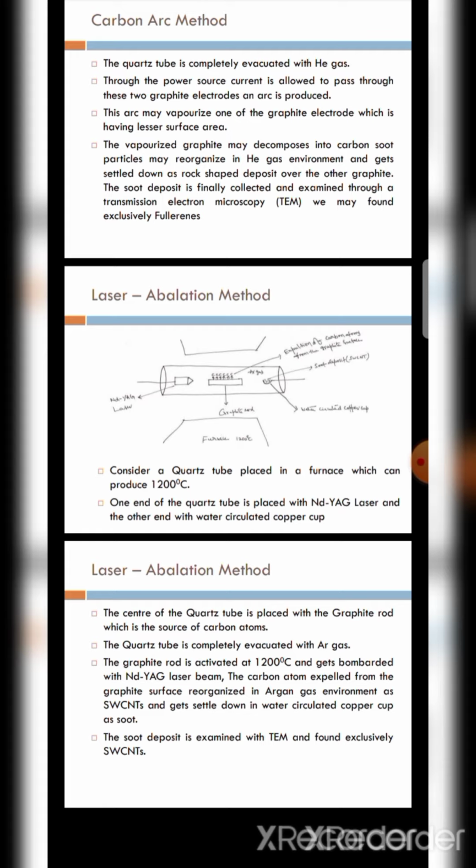Consider a quartz tube placed in a furnace which can produce 1200 degrees Celsius. One end of the quartz tube is placed with an Nd:YAG laser and the other end with a water-circulated copper cup. The center of the quartz tube is placed with a graphite rod, which is the source of carbon atoms. The quartz tube is completely evacuated and filled with argon gas. The graphite rod is activated at 1200 degrees Celsius and bombarded with the Nd:YAG laser beam.